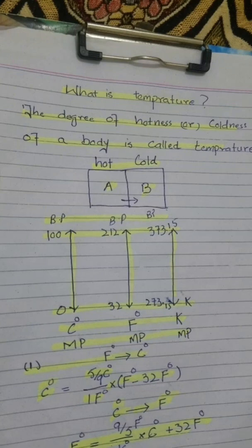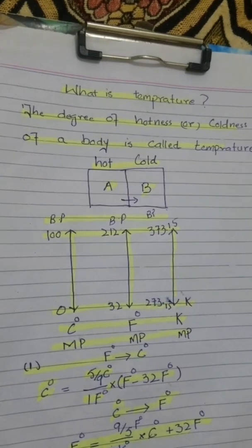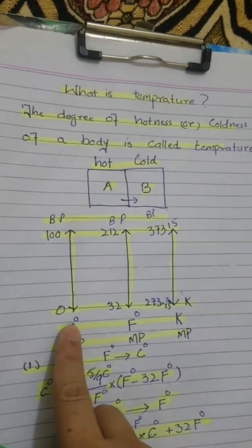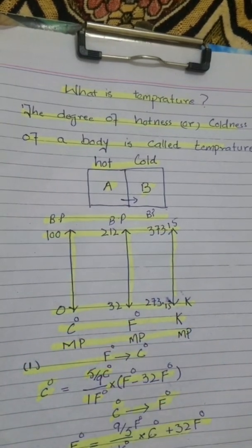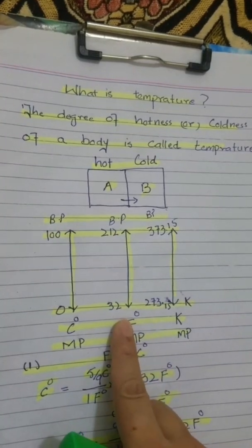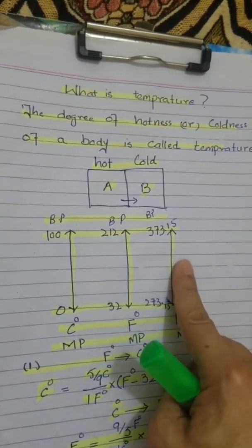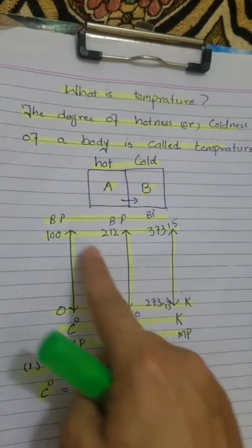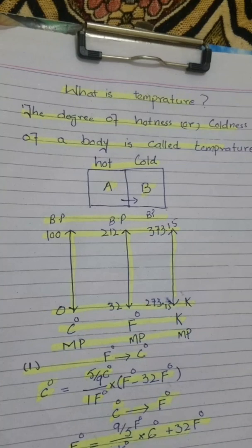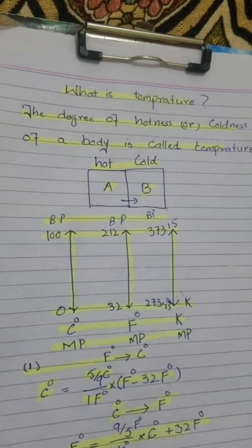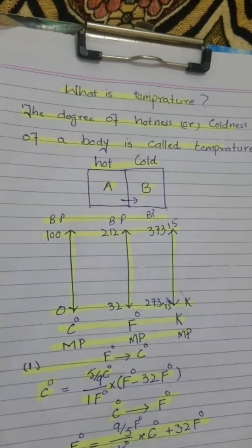So in all these three scales, the distance between the melting point and the boiling point is exactly the same, but the division is different. In the Centigrade scale the gap between the boiling point and melting point is divided into 100 parts. In the Fahrenheit scale it is divided into 180 parts, while in the Kelvin scale it is divided into 100 parts, like the Centigrade scale. Basically, these are the different scales, and these are used to measure temperature.